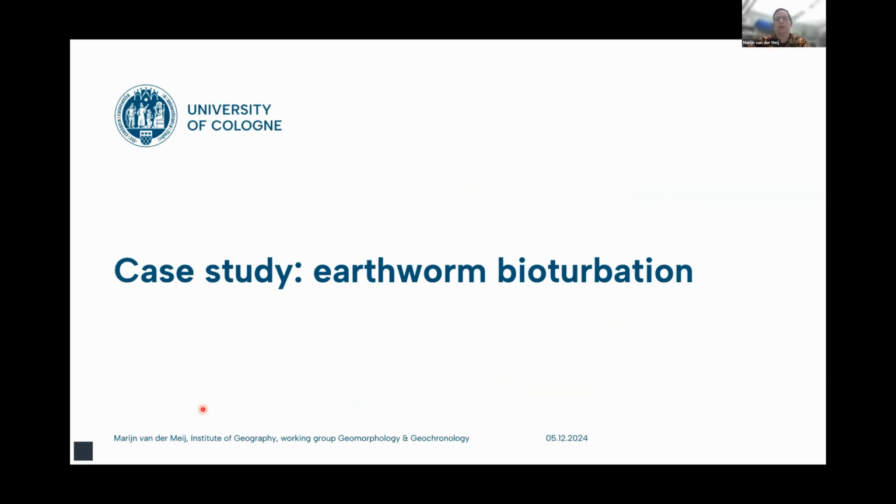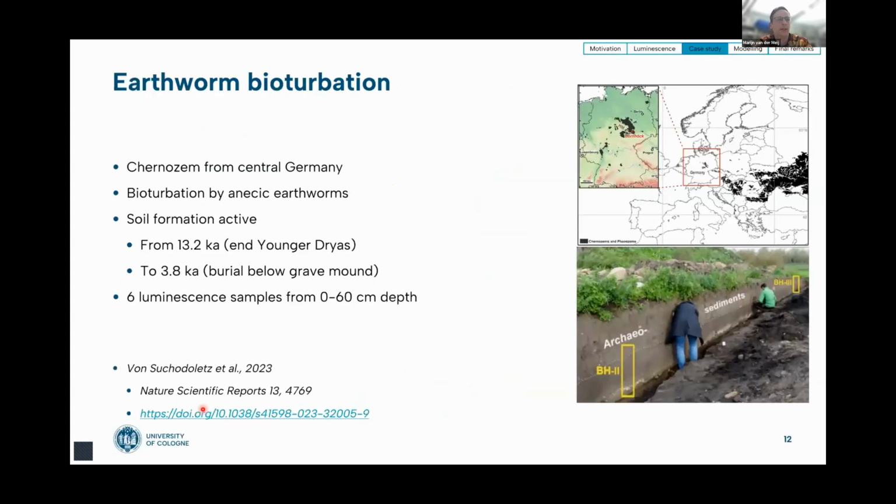So we use this for a case study about earthworm bioturbation. This is a published study from 2023, where they dated a Chernozem, so a black soil from central Germany, and where they looked at the bioturbation of the soils due to anecic earthworms. Anecic earthworms are worms that mainly live subsurface, but also transport material towards the surface and back down again. So they do both subsurface mixing and mounding, but we don't know exactly in what ratio they do this.